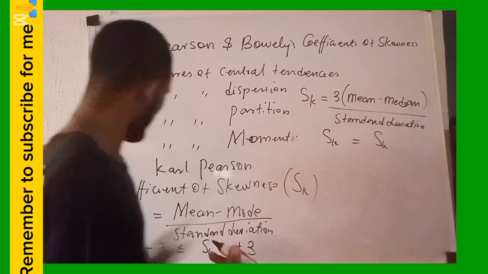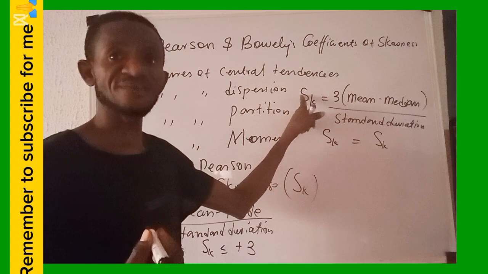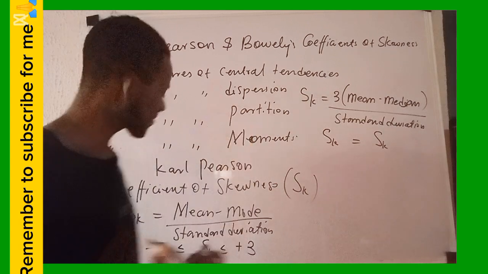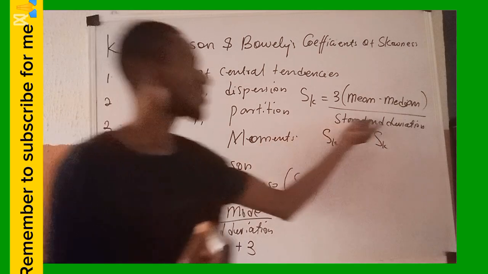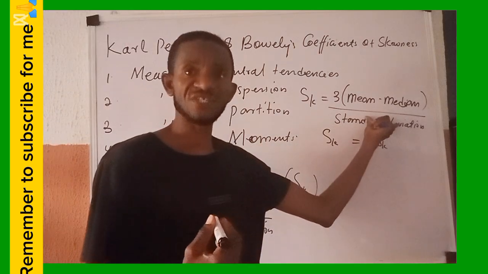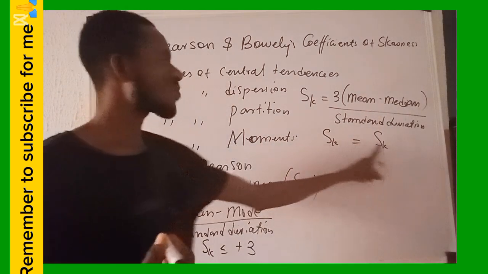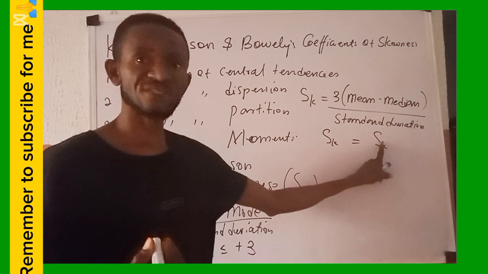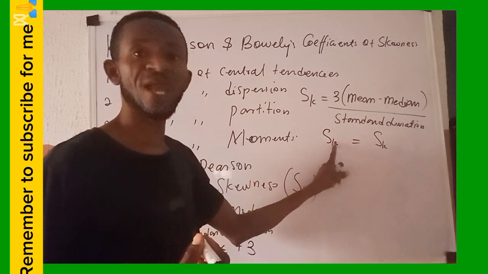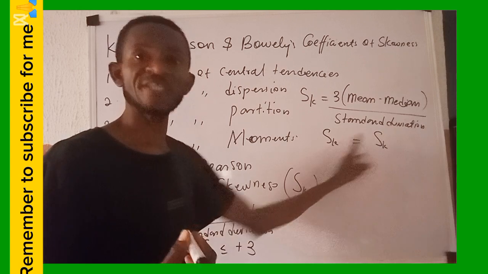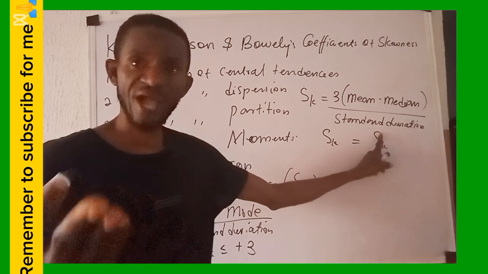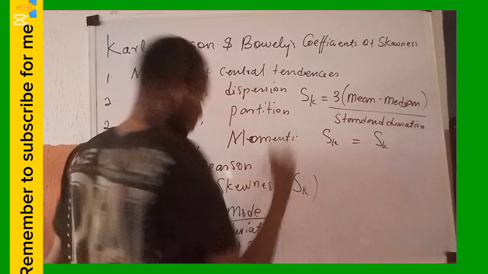And if this formula and this formula are the same thing, if you watch here, you find out that what I have at the denominator is standard deviation, and what I have at the denominator here is standard deviation. If this formula is equal to this formula, it implies that the numerator of this formula is equal to the numerator of this formula, and the denominator of this formula is equal to the denominator of this formula. How do I mean?